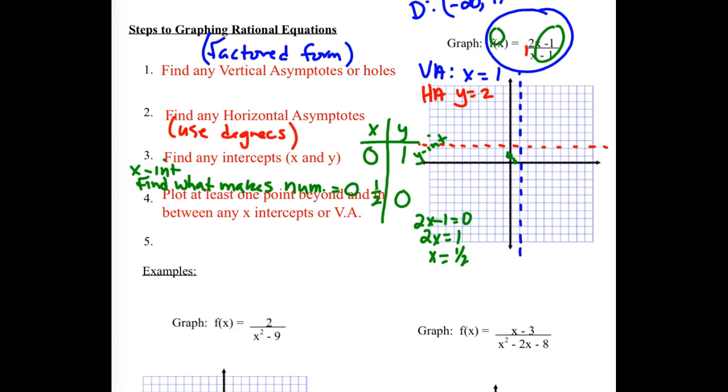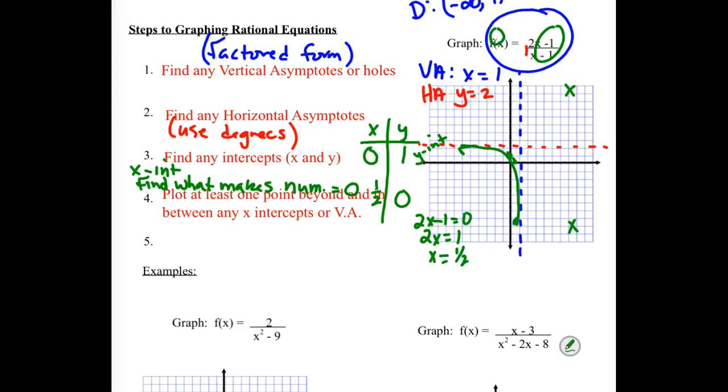So based on what I'm seeing here, I'm expecting that I have a branch in this section. Yes? Because I had those two x and y intercepts in that little section. But there's something happening on the other side of that vertical asymptote. So I have to figure out, am I up here or am I down here? Where's the other branch to this?